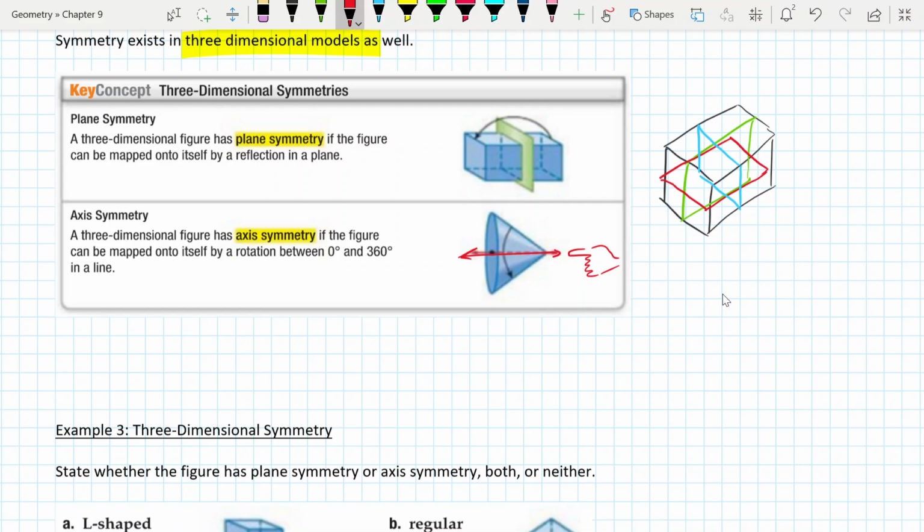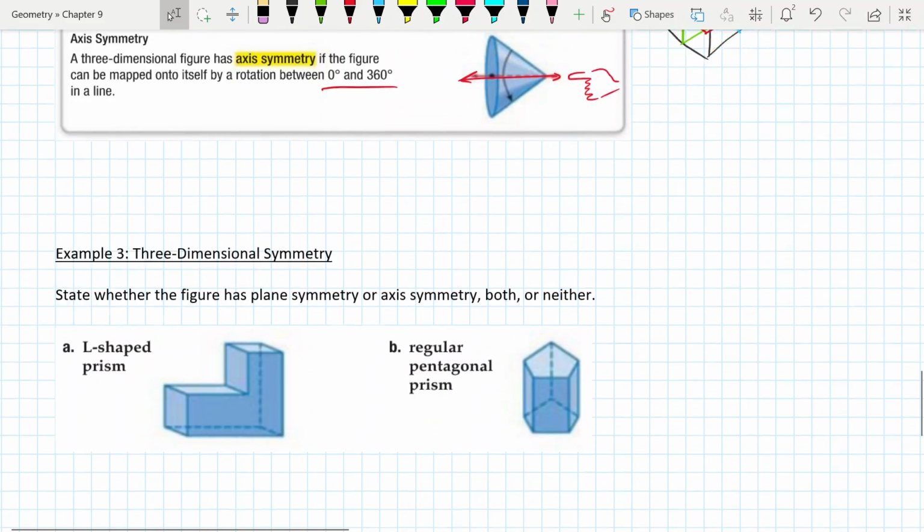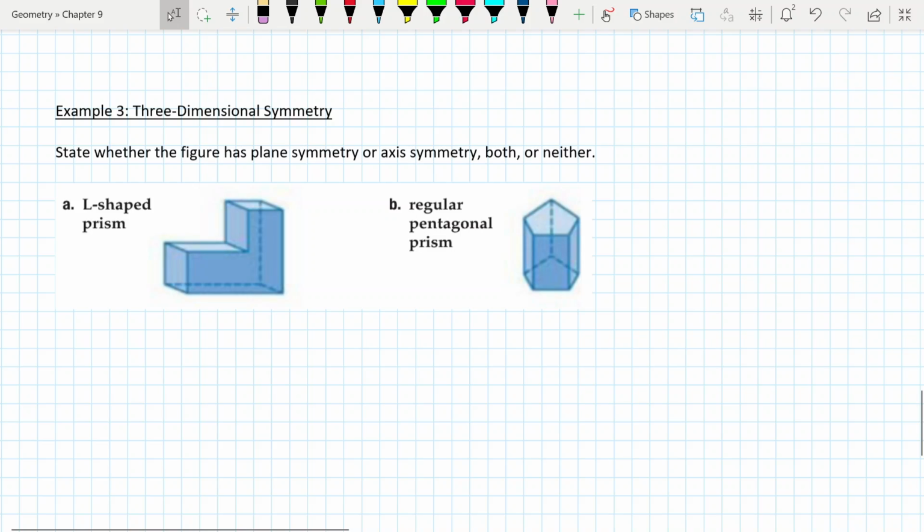And same kind of thing, you're going to be identifying those rotations or those axis symmetries by degrees as well. But right now, because we're just learning this and we don't have many techniques to graph or calculate or look at things three-dimensionally, we're mostly just trying to identify the shape. So here we've got an L-shaped prism.